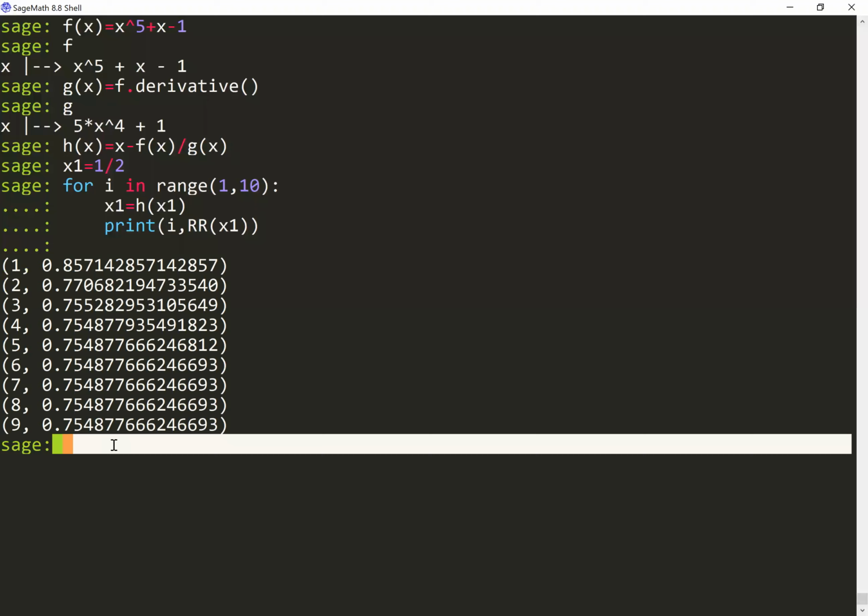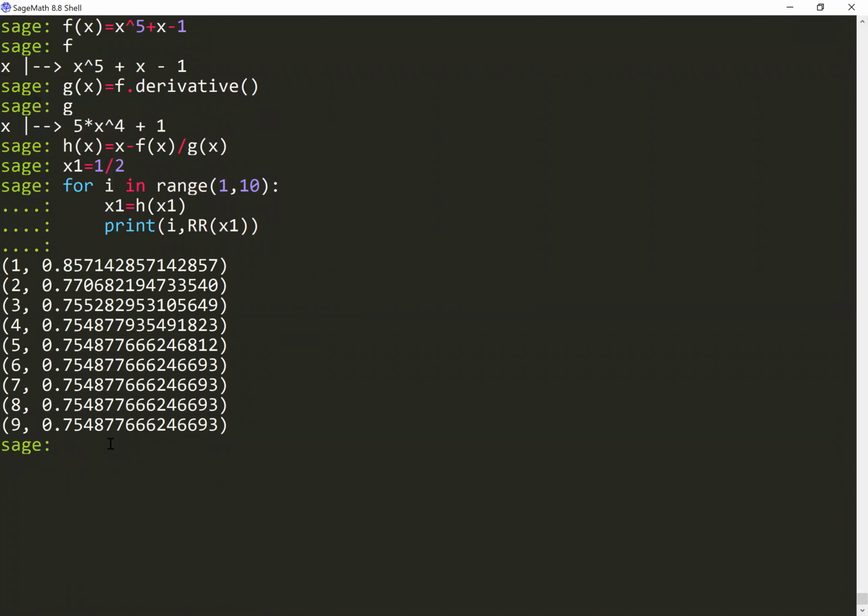You can check that if we plug the number into f, the result is really close to 0, on the order of 10 to the power of -17. This is a really, really small number. So we get a really good approximation of the root by numerical computation.